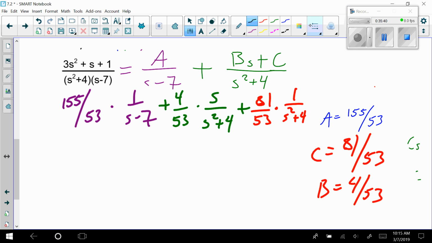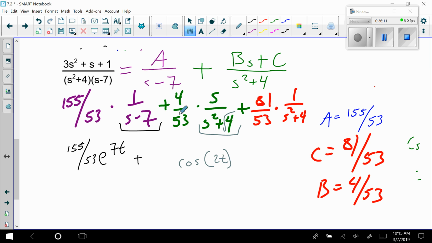And now the hope is that we're getting into a rhythm where we can actually see that this thing here, that's just e to the 7t. And that's 155 over 53 out front. And then I have plus, well, what would the next one be? Looking at it, this thing here looks exactly like the cosine one because of the s up top. So that's cosine of the square root of that, which is 2t. And then I just have my 4/53 sitting there, right?